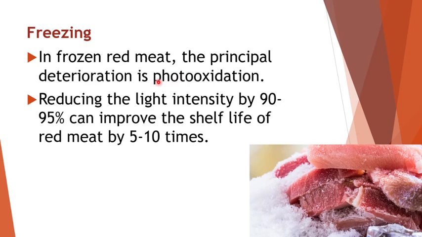So in frozen red meat, the principal deterioration is photooxidation. So by the name itself, the effect of light. So reducing the light intensity by 90 to 95% can improve the shelf life of red meat by 5 to 10 times. And again, that's the reason why our refrigerator has no light if it's closed. So reduce light and you reduce a lot of problems.